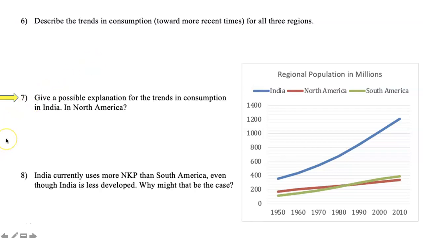Give a possible explanation for the trends in consumption in India, in North America. So above you describe the trends, and now here you're interpreting the trends. And then finally, India currently uses more, this should be NPK, than South America, even though India is less developed. Why might this be the case? And I've inserted this population chart here of India, North America, and South America to help you think about the answers for questions 7 and 8.